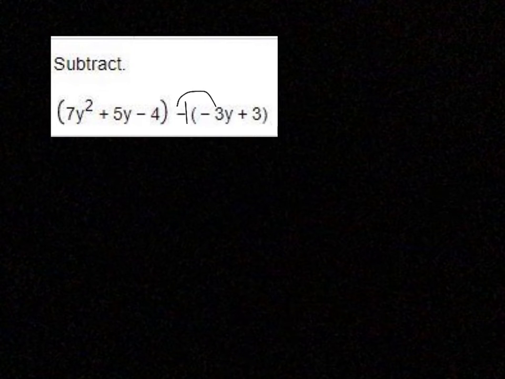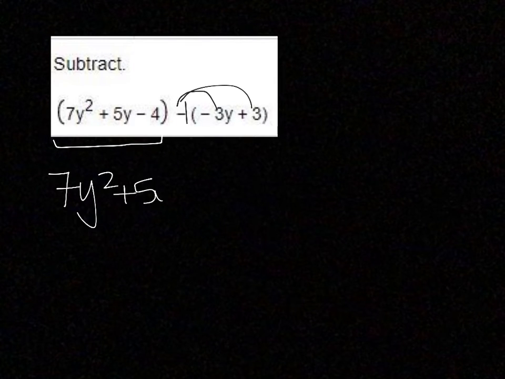Most of you are going to do it this way, where we distribute this negative 1. So when I do that, I'm not going to change my first set of parentheses. All of this is going to stay the same: 7y squared plus 5y minus 4. Now when I distribute that -1, it's going to change.